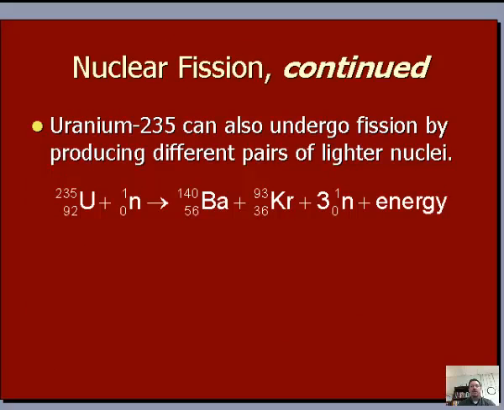If we take uranium-235 as an example, it's going to undergo fission by producing different pairs of lighter nuclei. So uranium-235 is hit by a neutron, and it breaks down into barium-140 and krypton-93, and then we do have some leftover neutrons as well. So we have 3 leftover neutrons, and then we get some energy in that mix also.